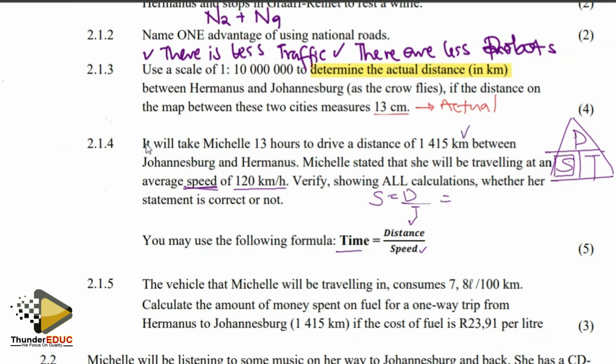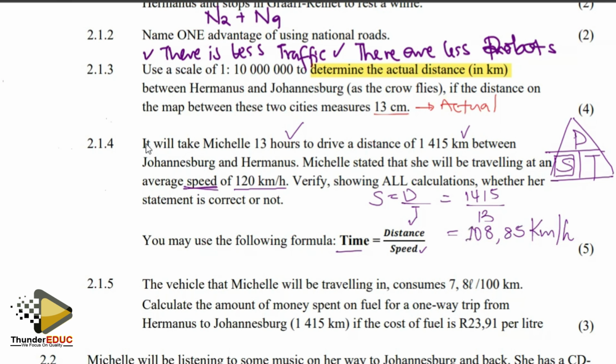The distance we are given is 1,415, divided by the time, which is already in hours, 13. So for the final answer, you get 1,415 divided by 13, and you end up having 108.85 kilometers per hour.